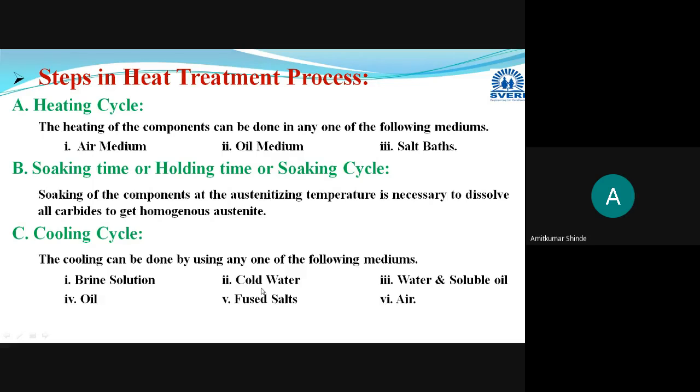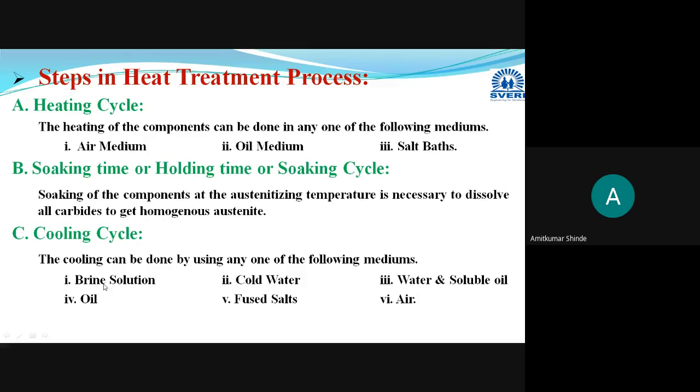The next medium you can use for the cooling operation in the cooling cycle is cold water. The next is water plus soluble oil, then only oils, then fused salts, only salts. Here different salt mixtures you can use. As we have discussed for heating, we are using different salt mixtures. Here also you can use different salts which will provide lower temperatures. And the last medium is air, directly air cooling.